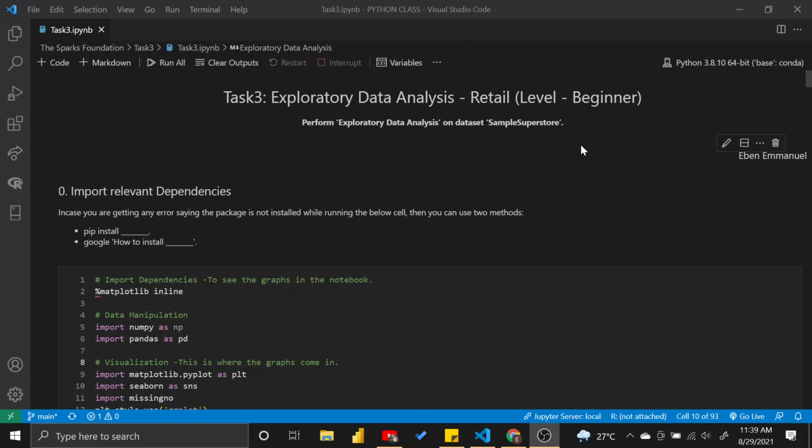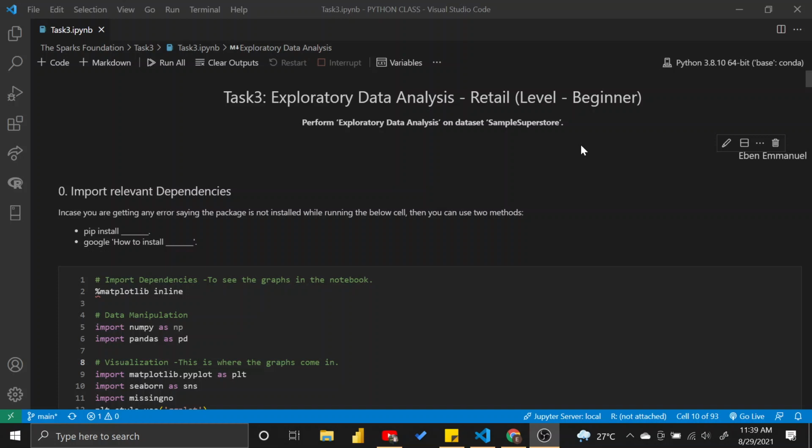Now that is where EDA comes into play, because EDA is basically you get to uncover all the hidden patterns in your data. You get to understand your data. Now understanding your data is a very important, crucial step, because if you don't understand your data, no matter what you do, it's pointless. So that's why we go for exploratory data analysis.